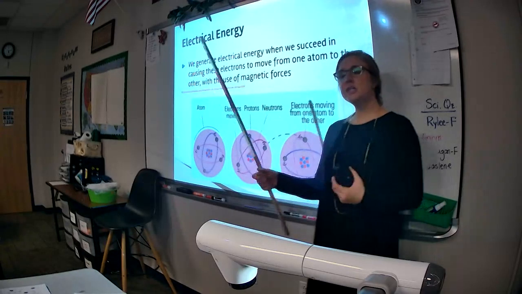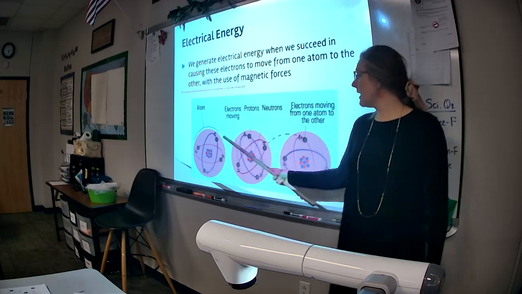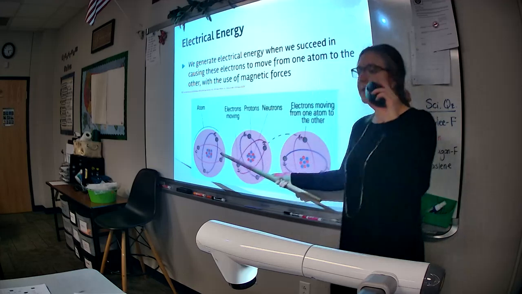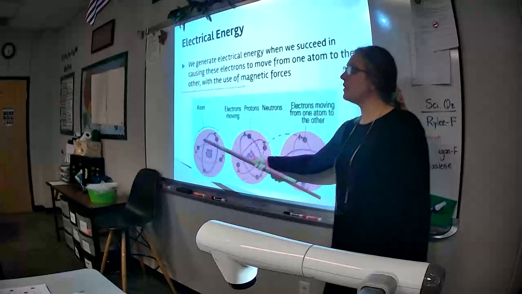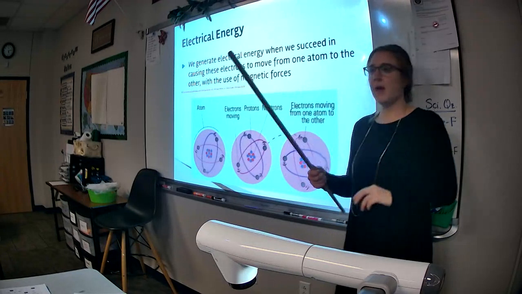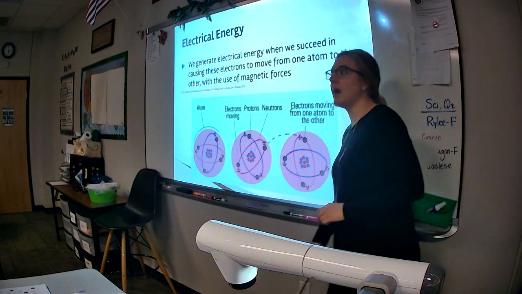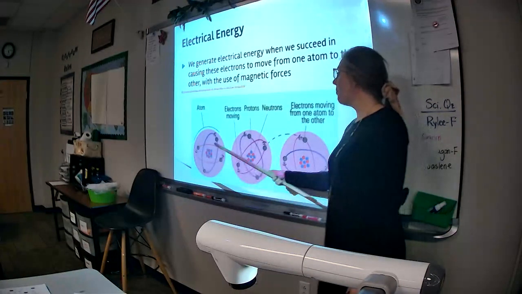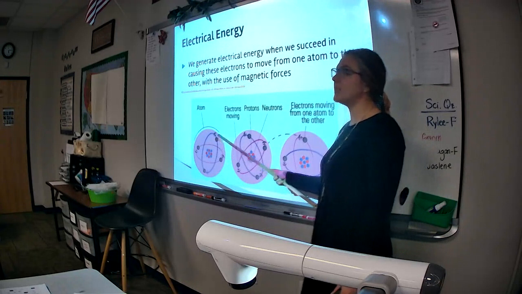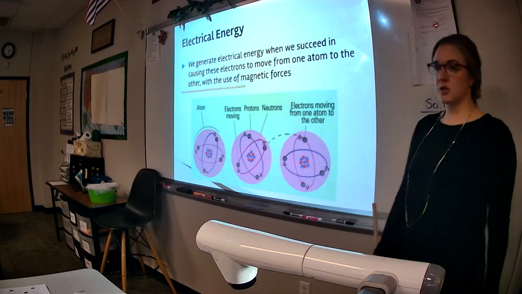Okay? Just like magnets have this force that pulls them together, right? The electron is held in orbit, so to speak, around the nucleus by a magnetic force. Okay? They're drawn to each other. Okay? When we can succeed in having a more powerful force, pull that atom out of orbit and jump to a different one, that jumping is what creates electricity.